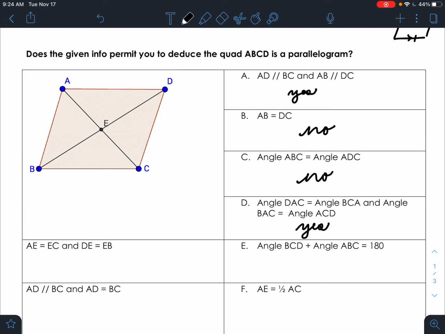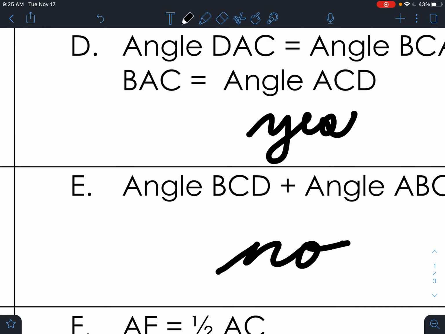This one says angle BCD, so this angle right here, and angle ABC have to add up to 180. Well, that does tell us one thing. If you think about chapter 3, I have these two lines and this transversal, and those are same side interior angles. What we know with same side interior angles is if they're supplementary, then these lines are parallel. But the issue is that we don't know that AD and BC are also parallel, and we also don't know that AB and DC are congruent. So that's not enough information, although it was an interesting application of proving that lines are parallel.